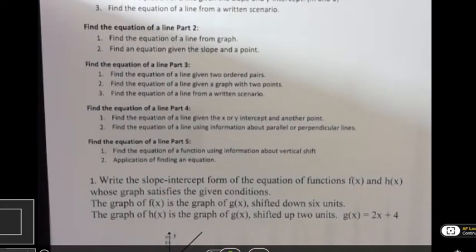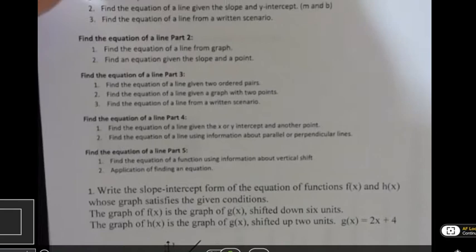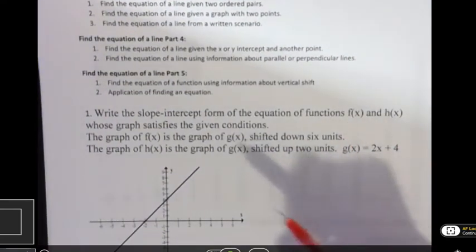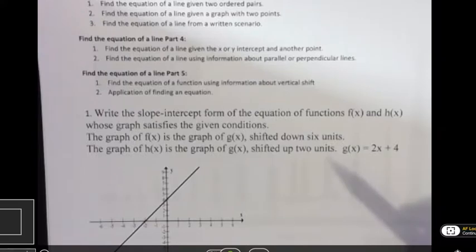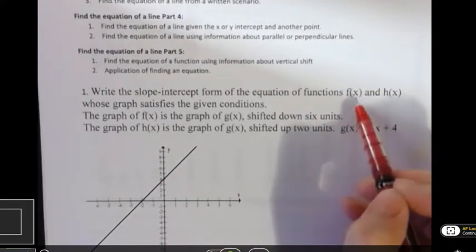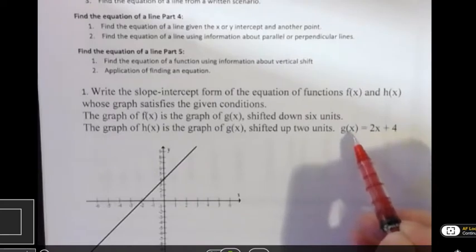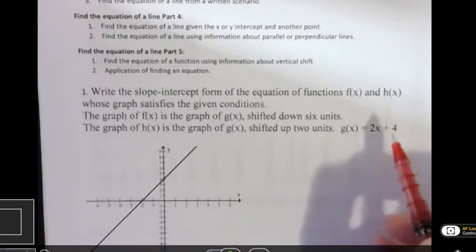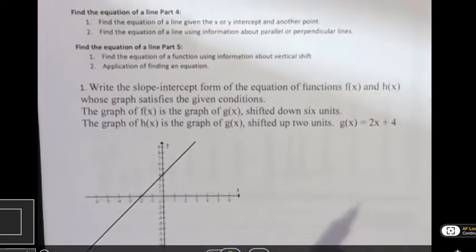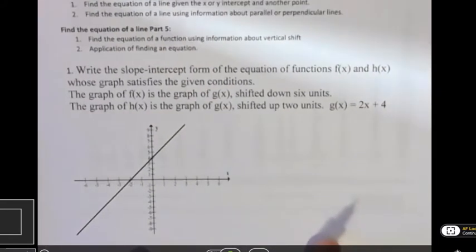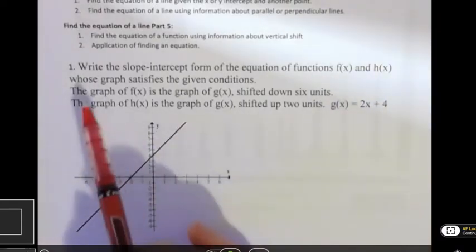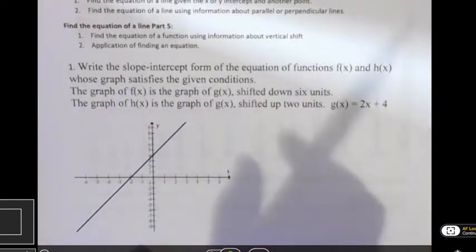So when you're talking about a function, we use the notation f of x or h of x or g of x, whatever our function name is. And f of x could be a replacement for y, or g of x we could say is y. So you would graph that the same way that you would graph y equals 2x plus 4. So write the slope-intercept form of the equation of the functions f of x and h of x whose graphs satisfy the given conditions.